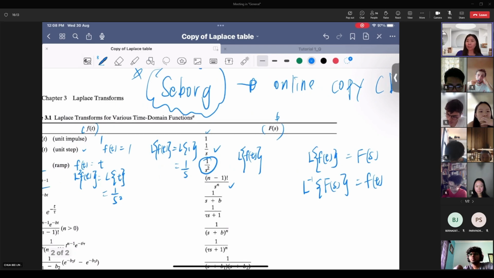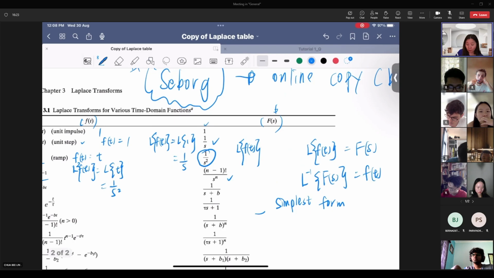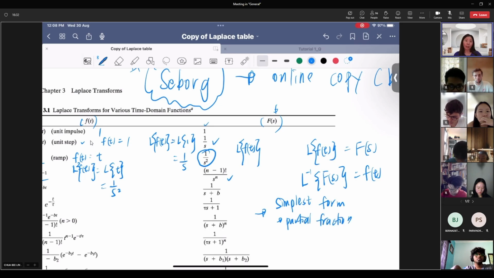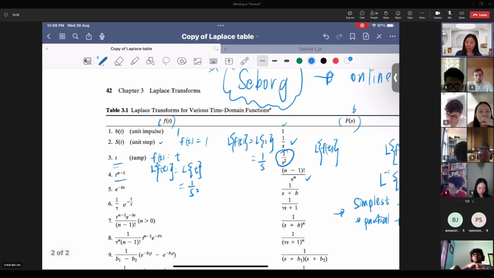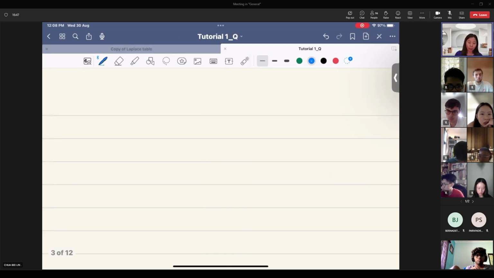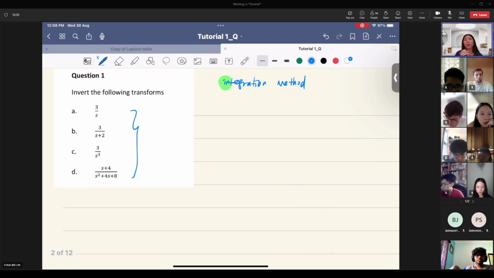And for the Laplace transform table, you can only refer to it when the terms are already in their simplest form. So in order to make it into the simplest form, sometimes you may need to utilize the technique of partial fraction. You have learned this in one of the maths subjects as well, meaning that you have to break them down into their simplest form. Only then can you refer to this table to find the conversion. So this is a direct conversion using the Laplace table. Okay, so we will try a few questions to let you familiarize how you can use this Laplace table to find the answer. So we start from A.